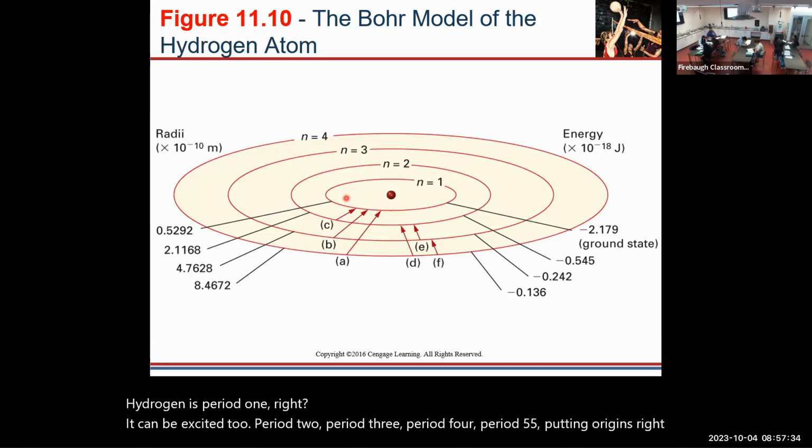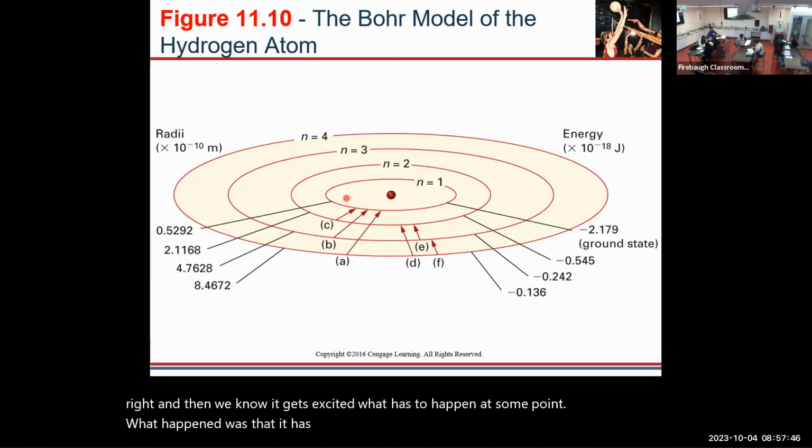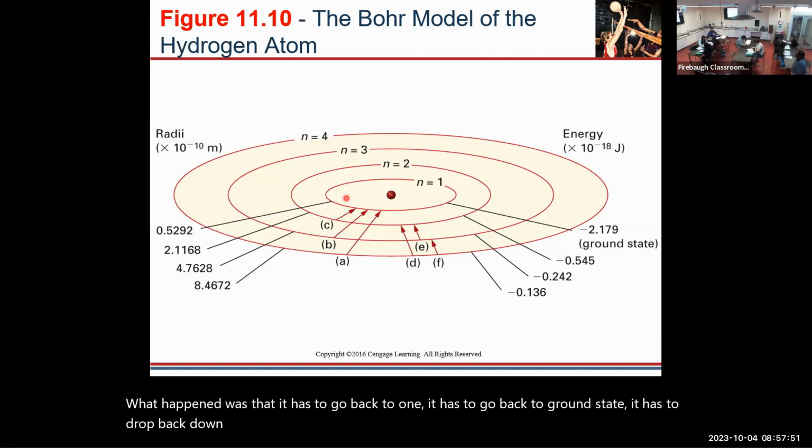And then we know it gets excited, what has to happen at some point? It has to go back to 1. It has to go back to ground state. It has to drop back down to ground state. Because excitation is only temporary. It's not permanent.